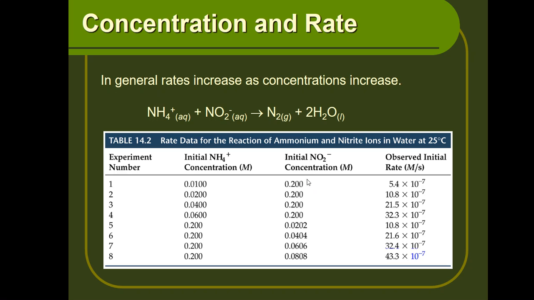We keep the concentration of nitrite ion constant, and these are the observable initial rates. We keep the ammonium ion concentration constant, and we vary only the nitrite ion concentration, and these are the observable rates. Now, what do you think would be the conclusions that can be derived out of this data taken from a series of experiments for this particular system, ammonium and nitrite ion in water?